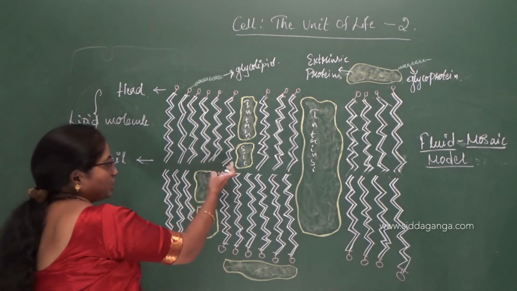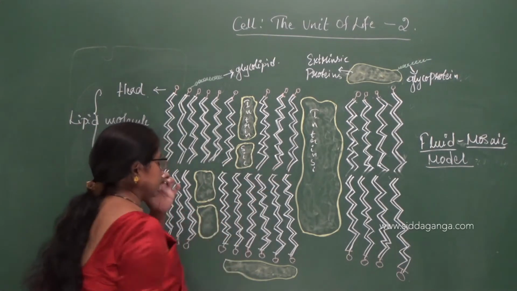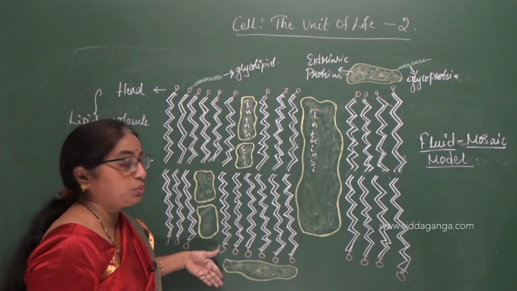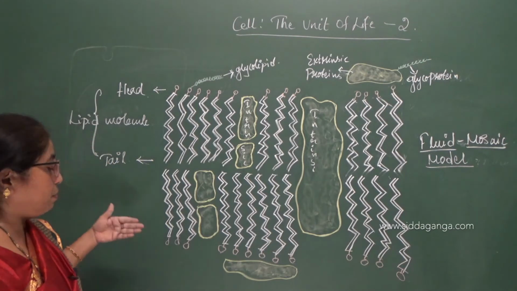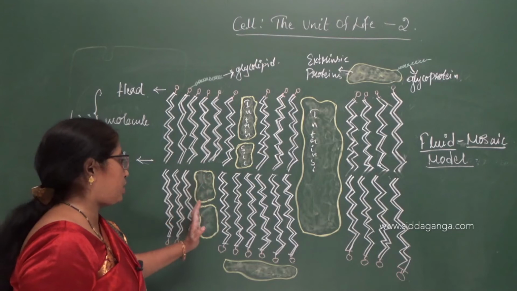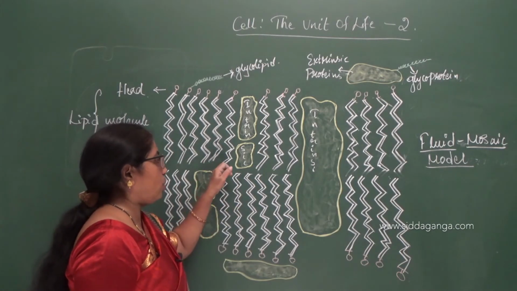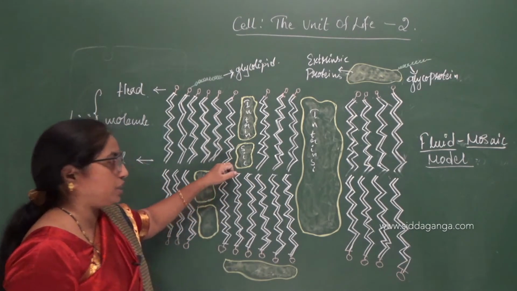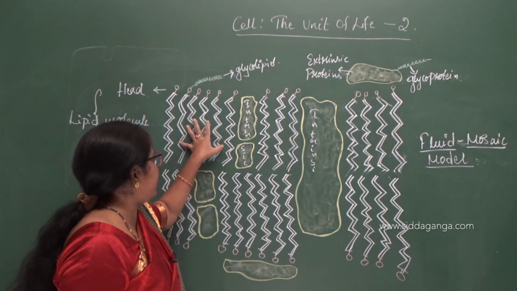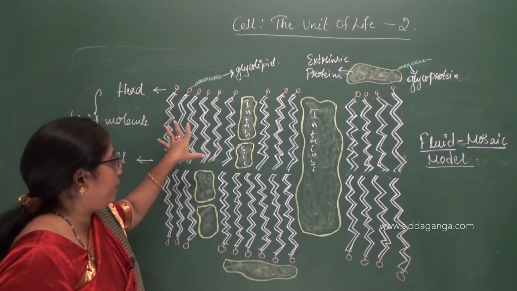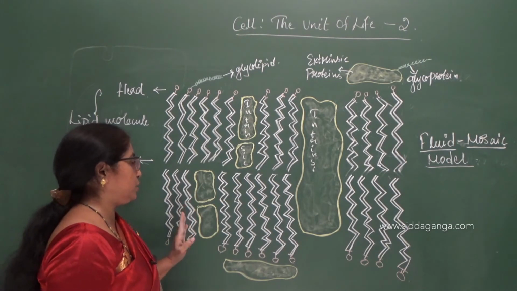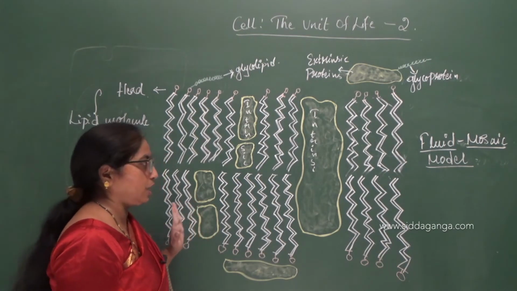So these are intrinsic proteins present in between the lipid layers and the extrinsic proteins which are present on the peripheral part or the surface of the plasma membrane. Since they look like a mosaic in between the lipids, the word mosaic is in the model, and fluid because they make a movement, and the lipid is in the form of a fluid and helps in the movement of the intrinsic proteins, hence it is called the fluid mosaic model.